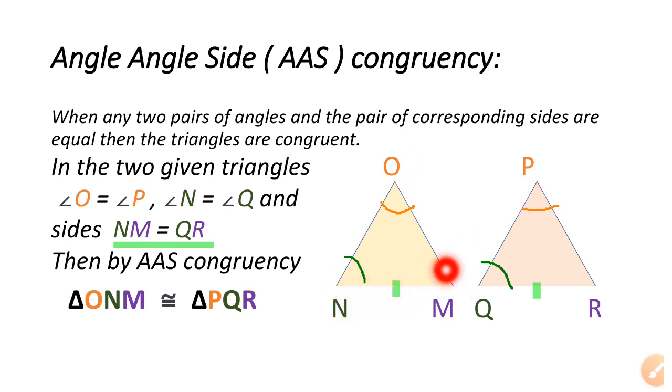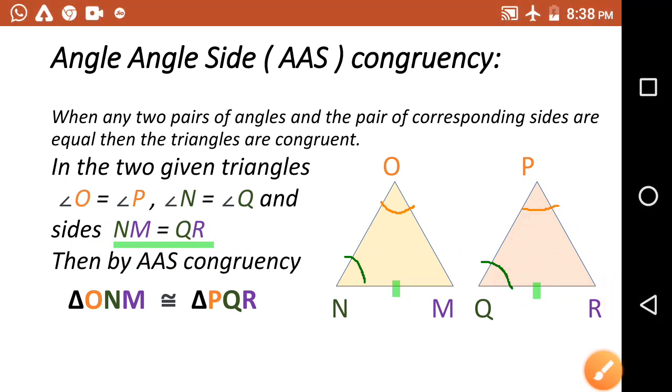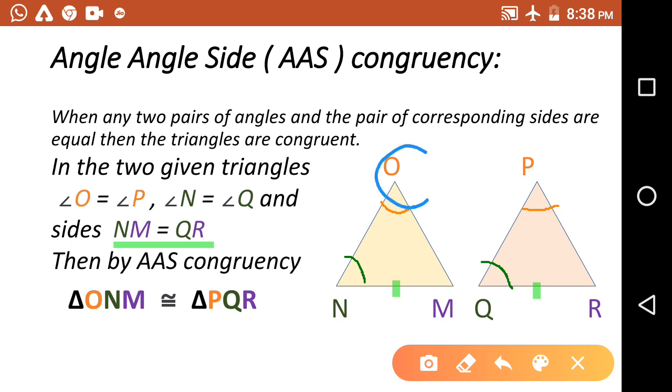But here two angles are given equal, so we are considering this angle O and this angle N, and then the very next side is NM. This NM is given equal to QR. So here we are considering P, then Q, then the very next side QR. So those are equal. Then by the angle side angle rule, see the order here: this one is the angle, this one is the angle, and this one is the side.